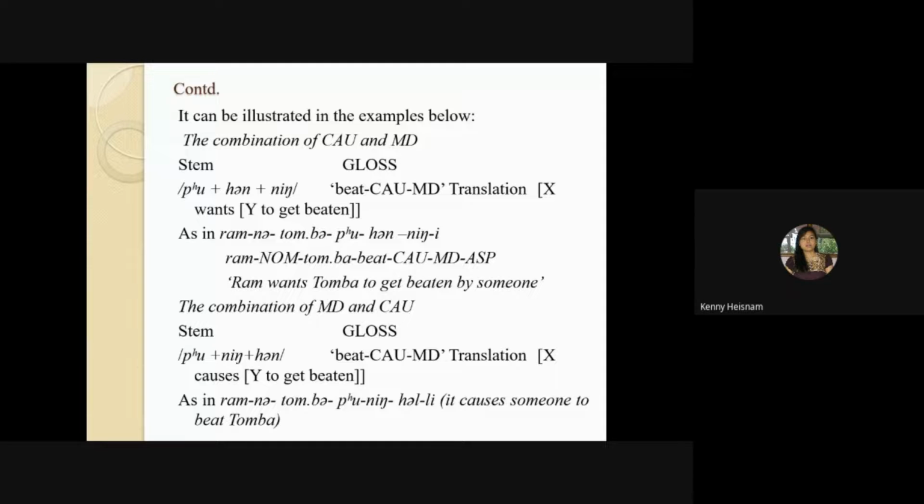In the first one, the causative precedes the mood marker, and in the next example, the mood suffix precedes the causative marker. The only difference is that in the first example, the focus is mainly on the subject, and in the second sentence, the focus lies on the object. But both combinations are acceptable in our language.